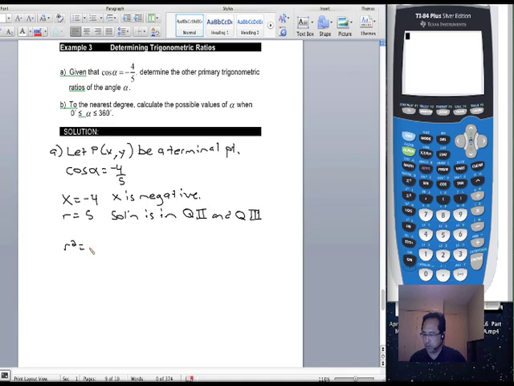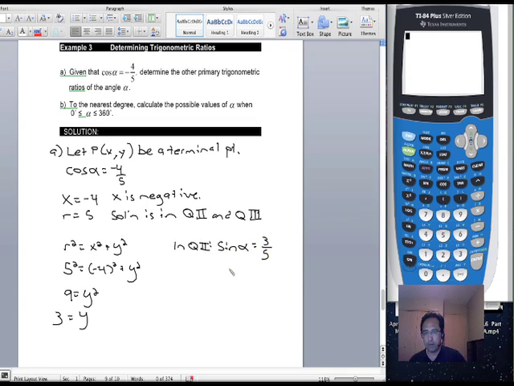Okay, so we'll use this. r squared is equal to x squared plus y squared. So r is 5. We know that x is negative 4. So that's 25 minus 16 is 9. So my y must be equal to 3. Once I have the y, I can start calculating what the ratios are in the other areas. So in quadrant 2, we can say that the sine of alpha, now that we have y, is going to be equal to 3 over 5. And we know that tan alpha is going to be equal to 3 over negative 4.